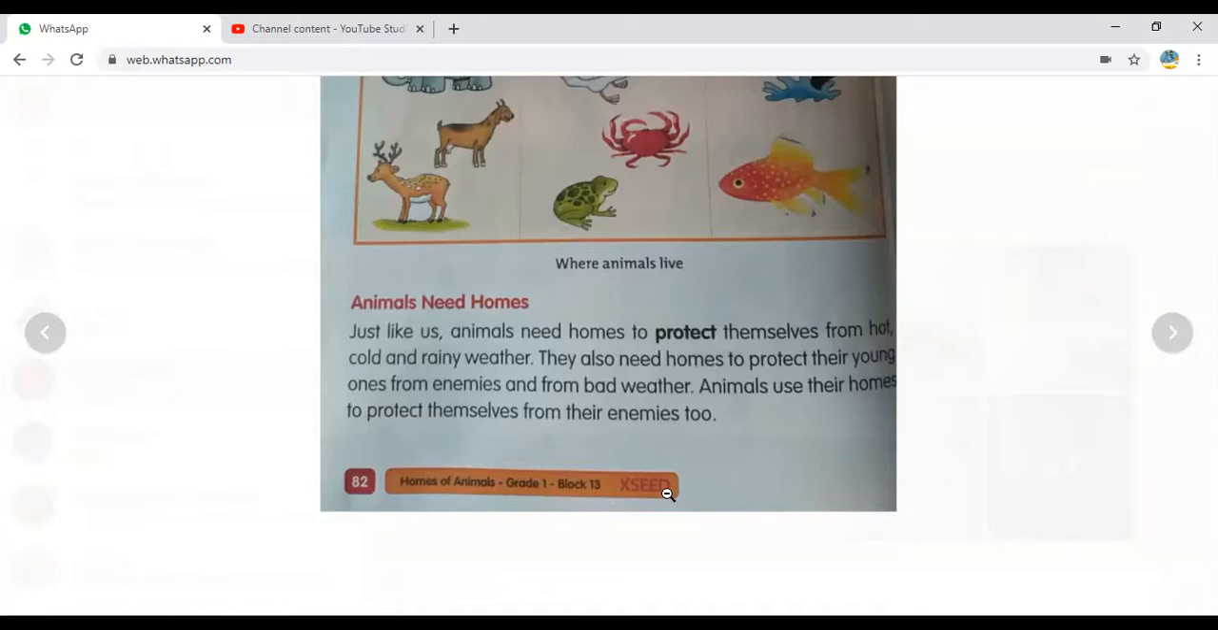Yes. Already I told you that deer always run away from animals like tiger, lion or cheetah. Why is it running? To protect itself from enemies. So that you can understand, not only from the weather, animals have to escape from other animals also to protect themselves. Okay, I hope it is clear.